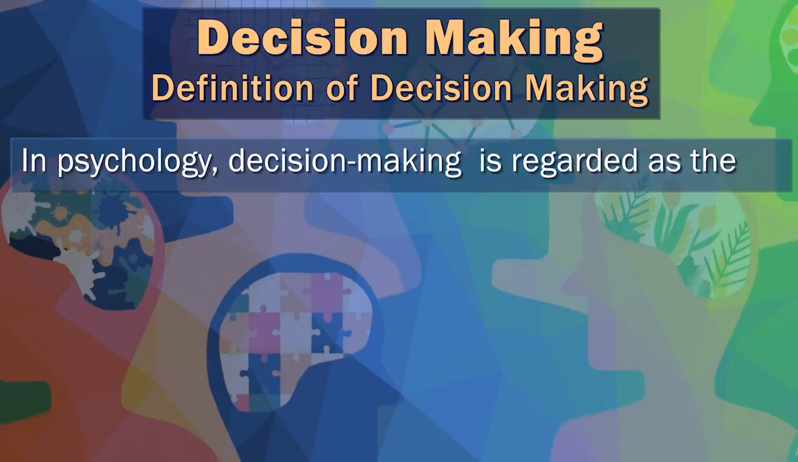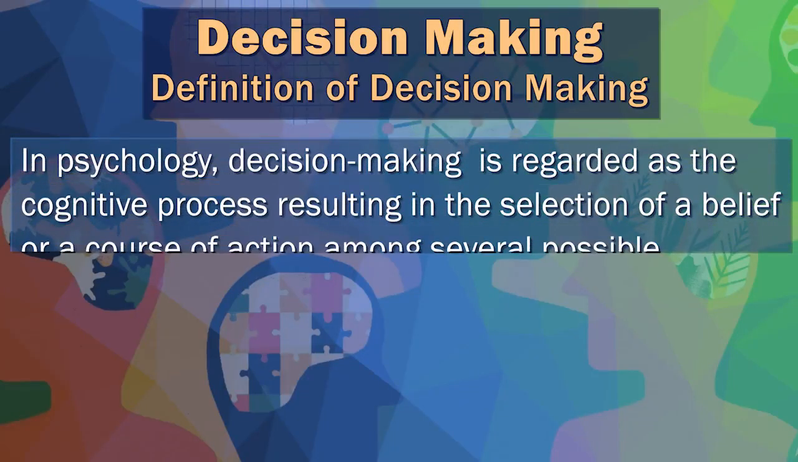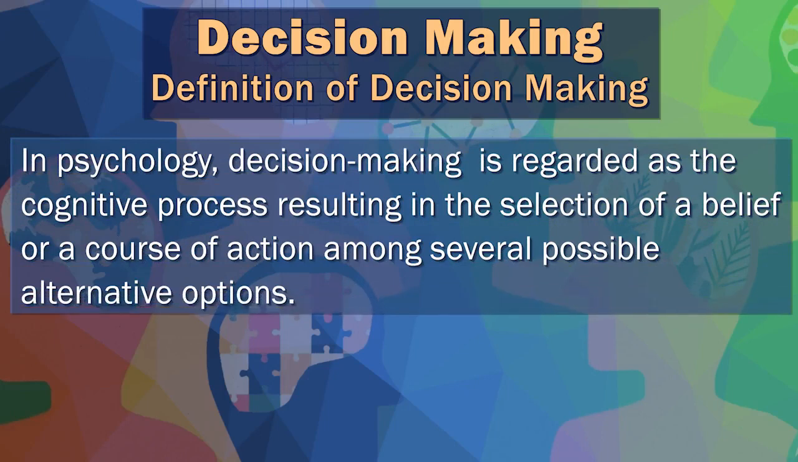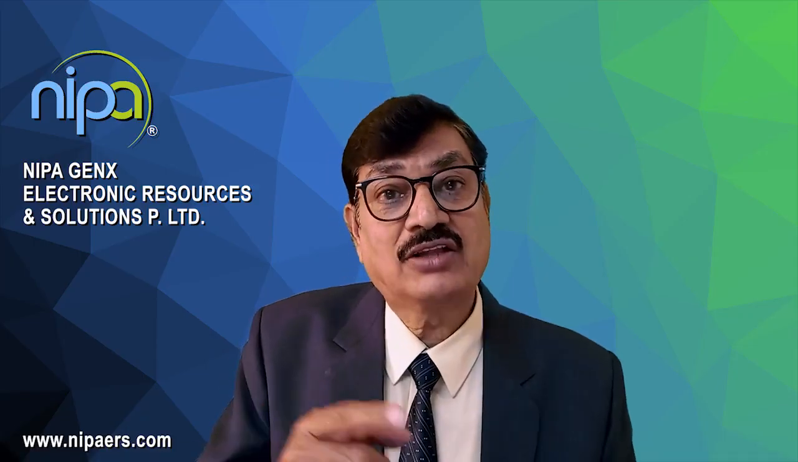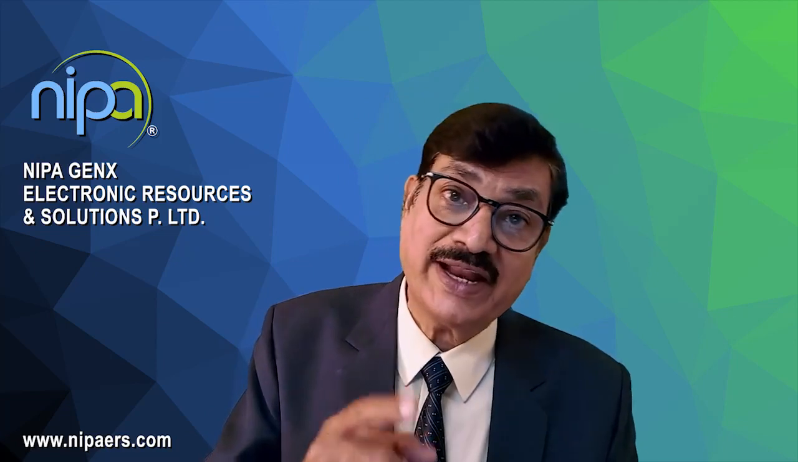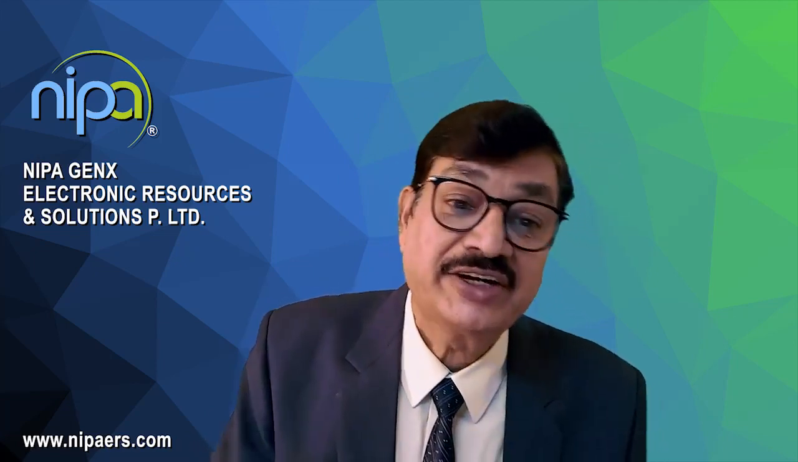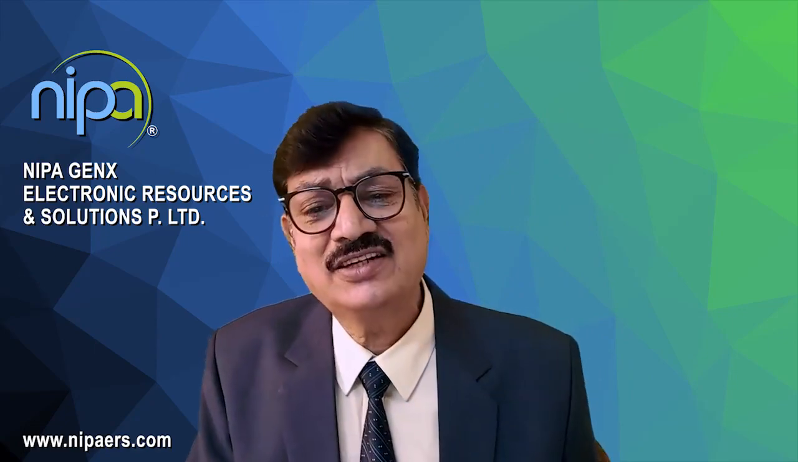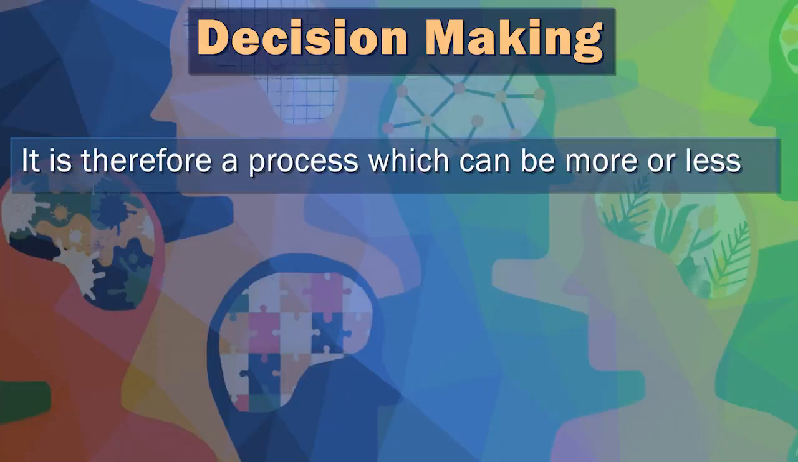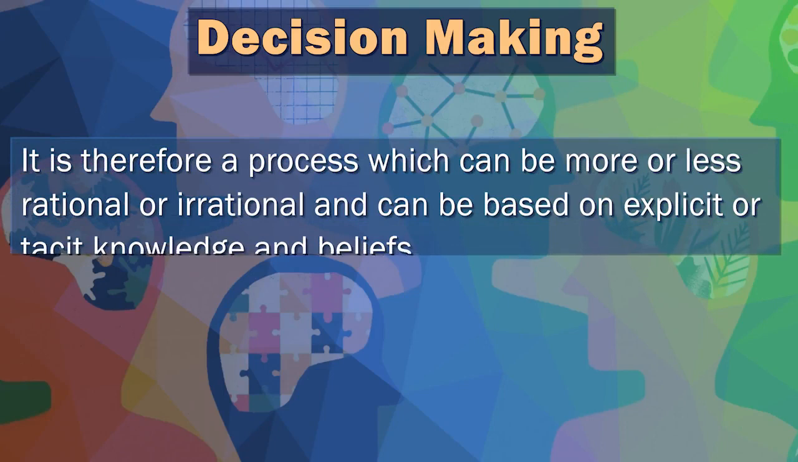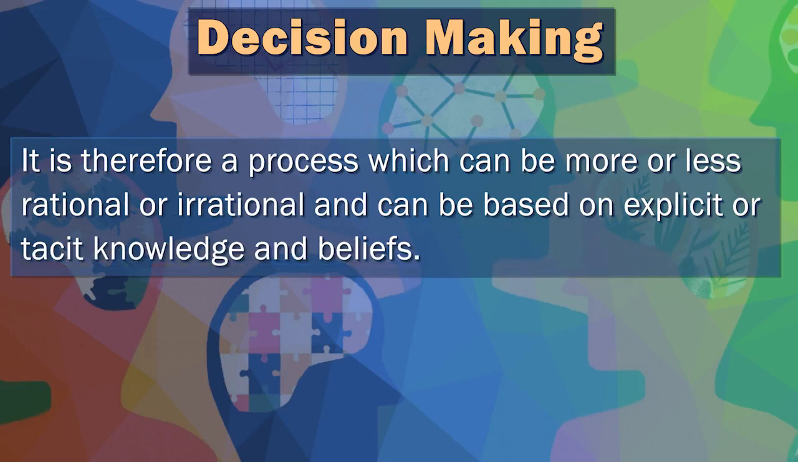In psychology, decision making is regarded as the cognitive process resulting in the selection of a belief or a course of action among several possible alternative options. So in psychology also we have to select the decision from the possible alternative options. It could be either rational or irrational. So it is a process which can be more or less rational or irrational and can be based on explicit or tacit knowledge and belief.